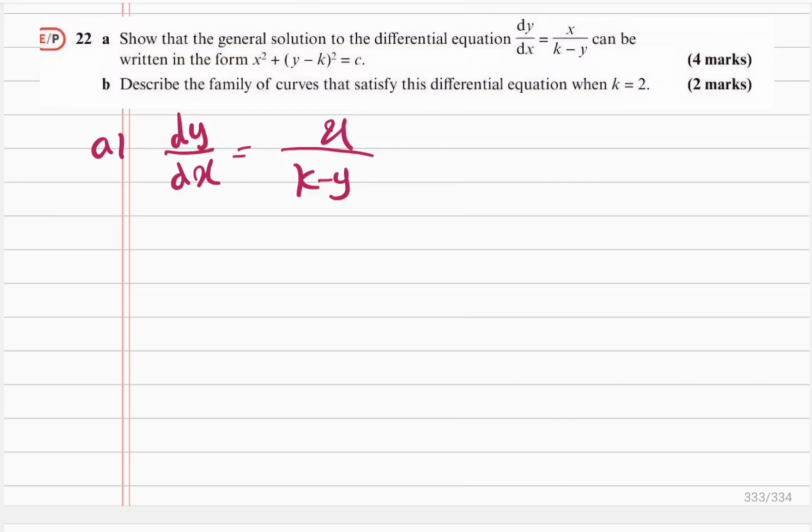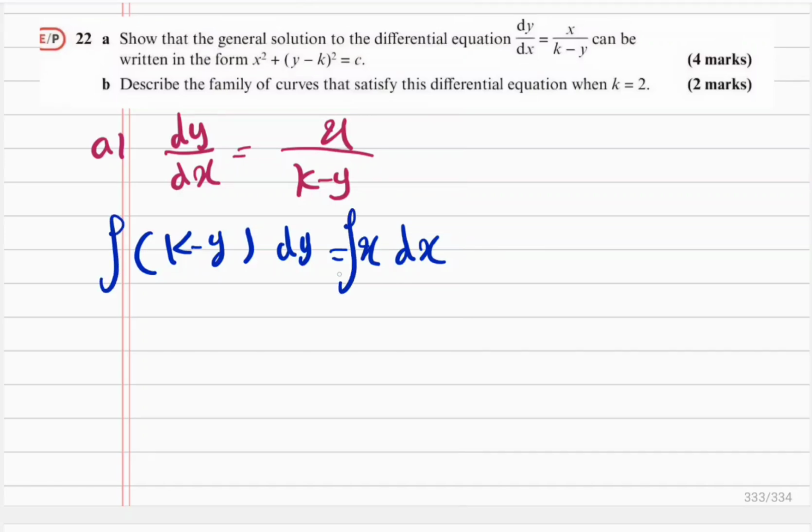We can obviously use separation of variables, because if we do a cross multiplication, then we'll have (k minus y) dy is equal to x dx, and k is just a constant in this case. Now we can integrate both sides.